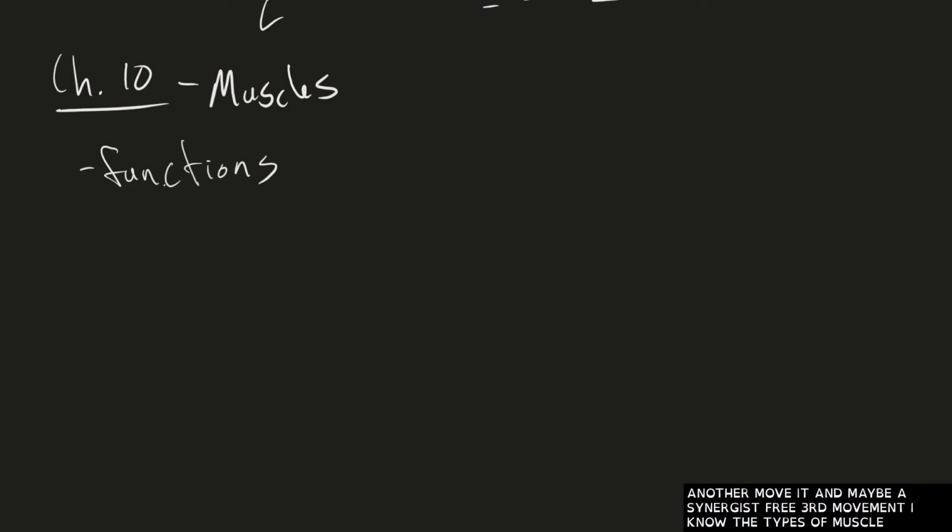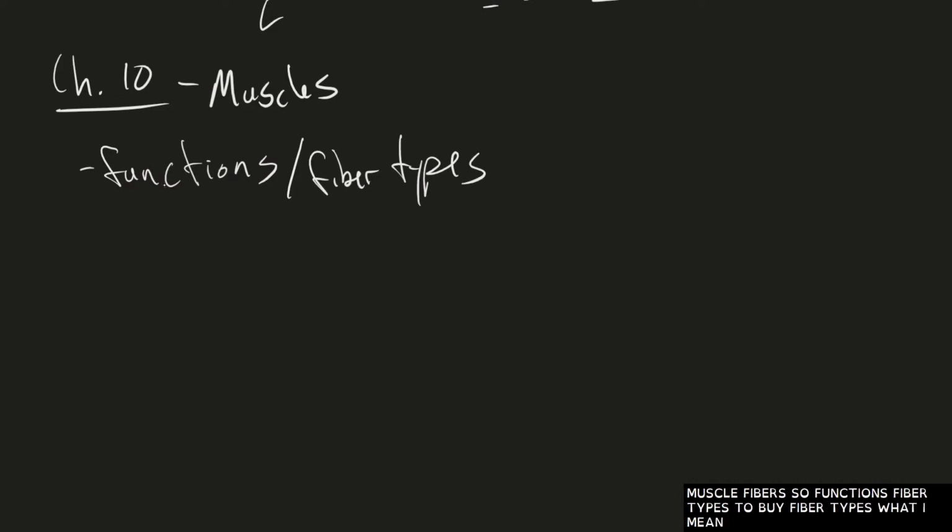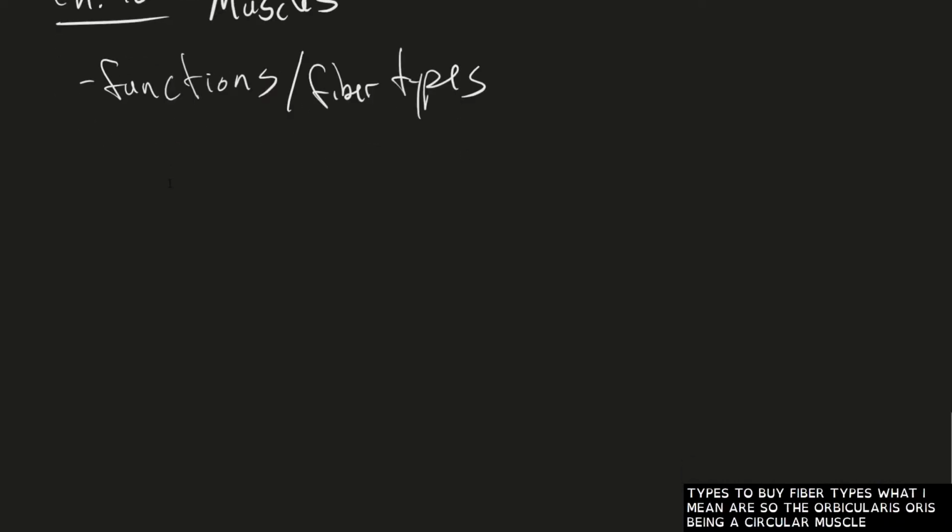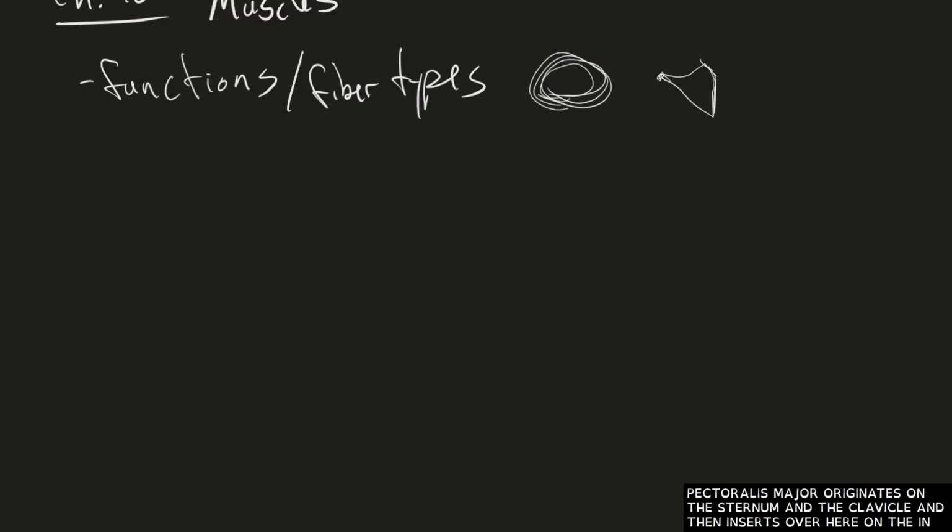Know the types of muscle fibers. By fiber types, what I mean is, for example, the orbicularis oris being a circular muscle. So it goes around the oris, not oculi. Oris is going around the mouth. It's a circular direction of muscle fascicles. Pectoralis major is a convergent muscle. Pectoralis major originates on the sternum and the clavicle, and then inserts over here on the intertubercular sulcus of the humerus, so it converges down to that one point.